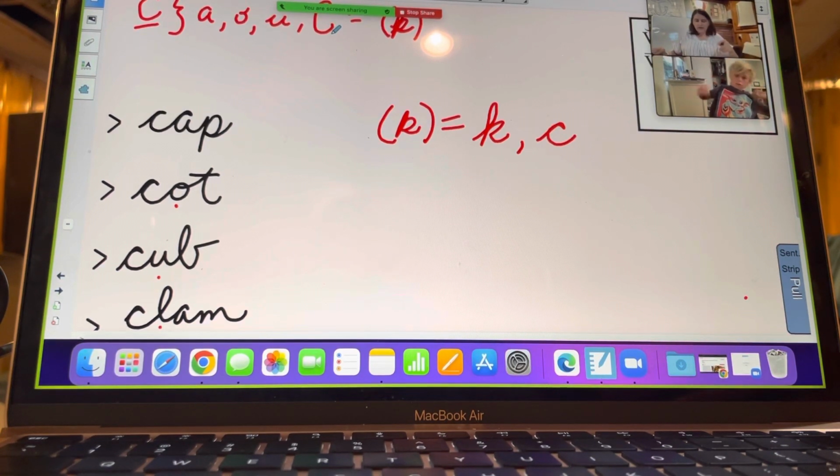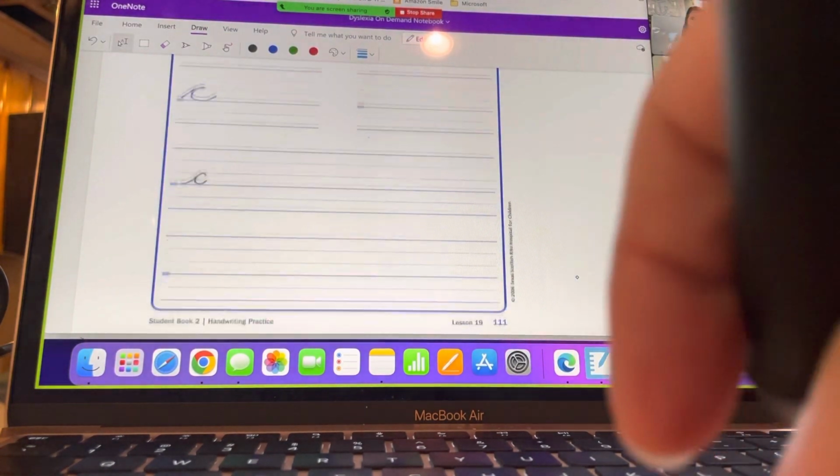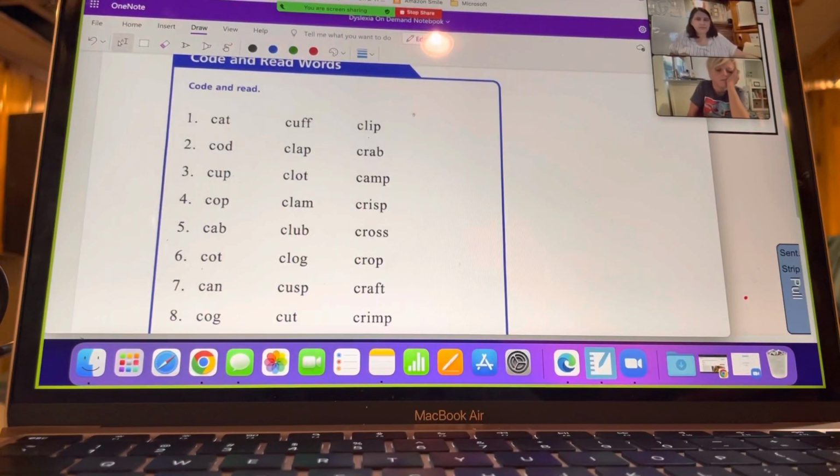So let's go ahead and do some coding and reading. Do you have your code and read page handy? This one, let's see. Here we go. Okay. Do you have that page, William?